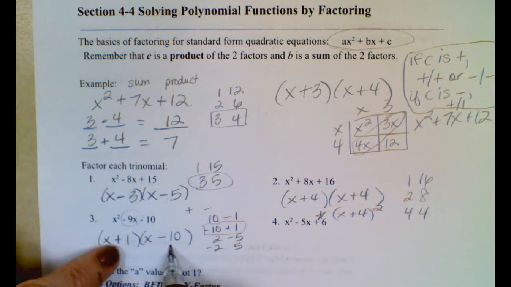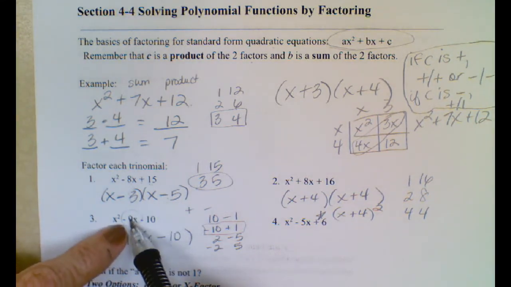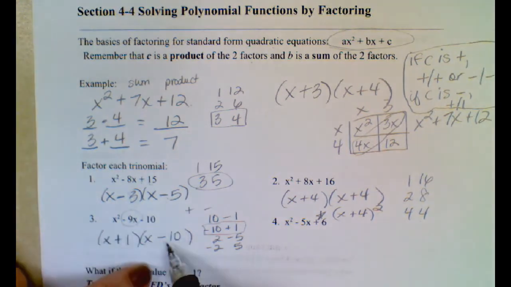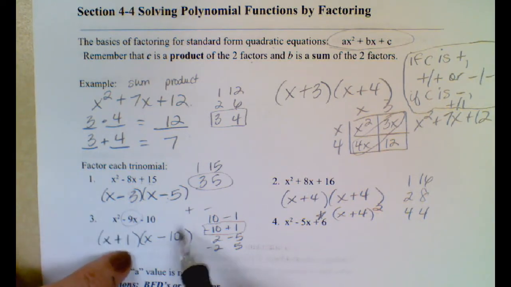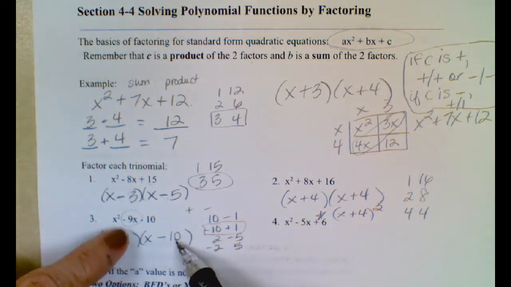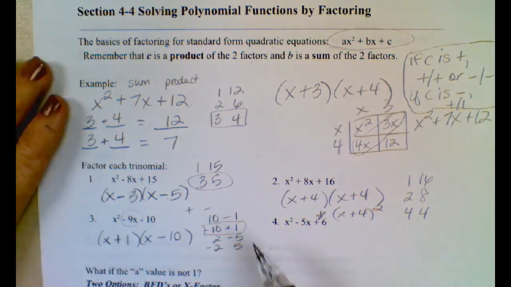What you need to remember is when you find this, whatever sign goes with that b term, if the b term is negative, your larger factor is going to follow that same sign. So I had a factor of 1 and 10. 10 is larger than 1, and so that negative is going to go with the 10 and not with the 1. It's kind of a little trick.